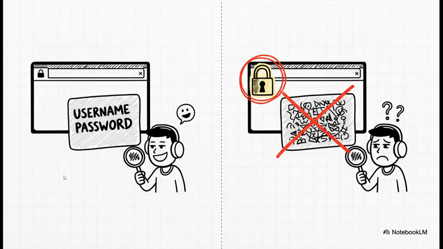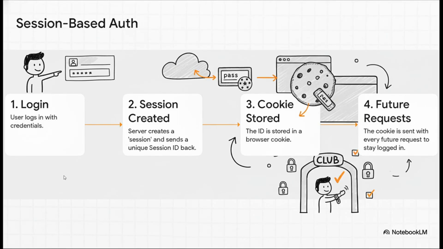Without that little padlock icon you see in your browser, the one that means you're on a secure HTTPS connection, anyone listening in could just grab that info and decode it. So it was a start, for sure, but the web clearly needed a much better lock. And that better lock was session-based authentication.